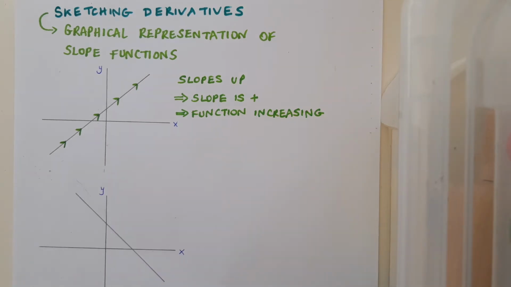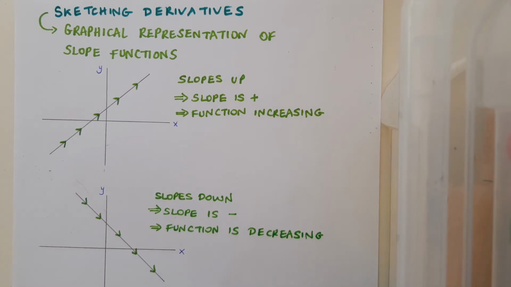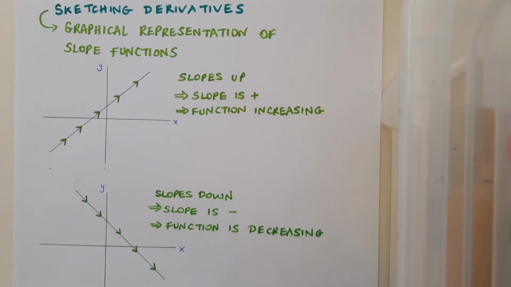So here we have a second line. Now this line is always sloping down. So the slope is negative and the function is decreasing. Both of these are pretty straightforward. The first one is increasing the whole time. The second one is decreasing the whole time. But we can have functions with a bit more variation in them.